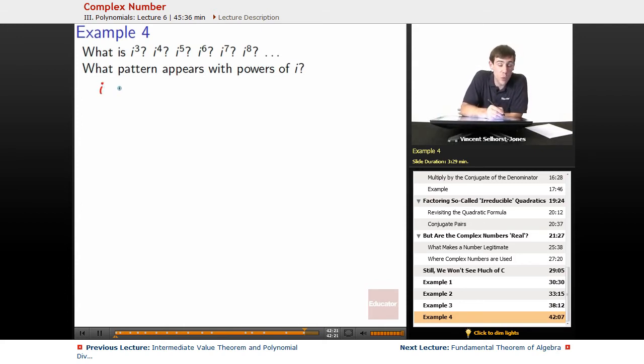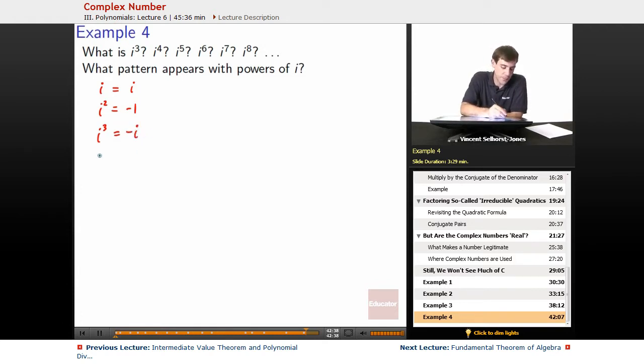So if we have i to the 1, just plain i, we have i. That's just what it is. What about when we have i squared? Well, by definition, that was -1. So let's see what keeps going as we up this up.